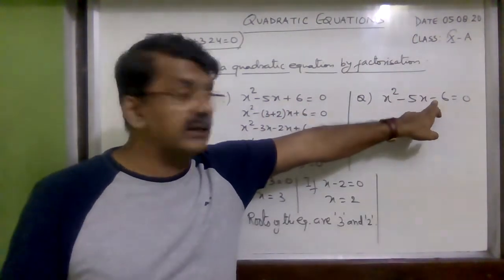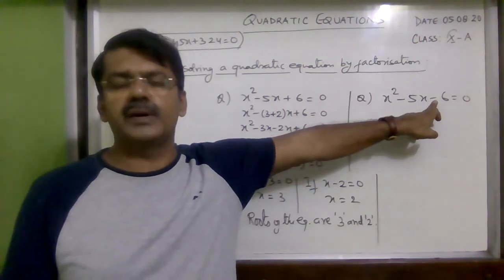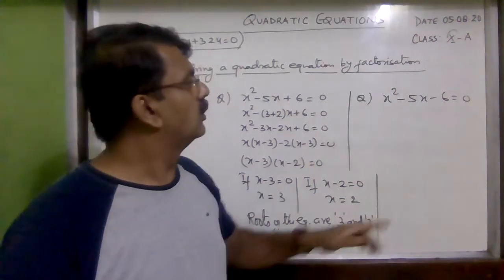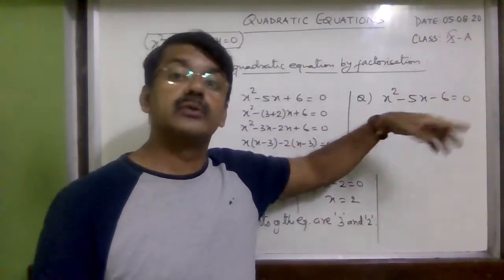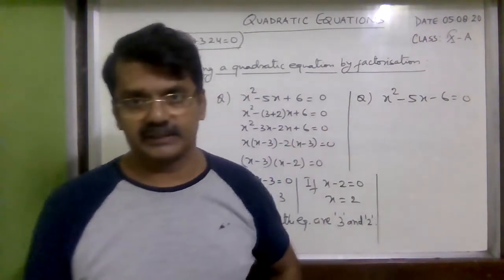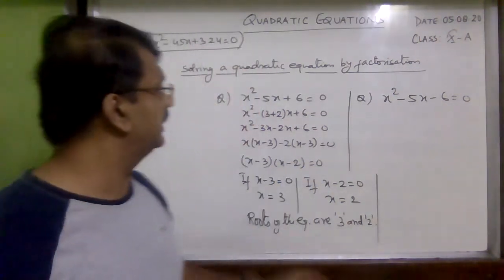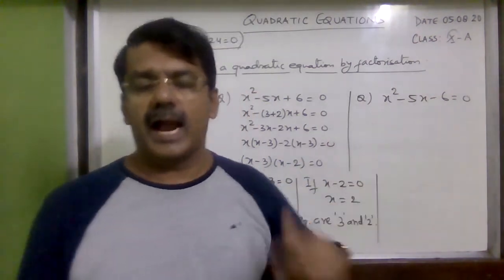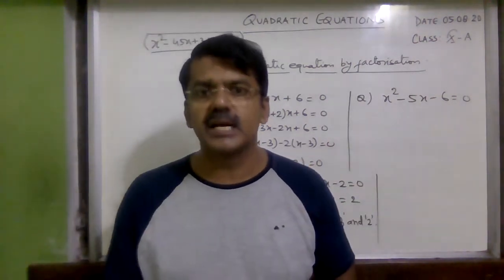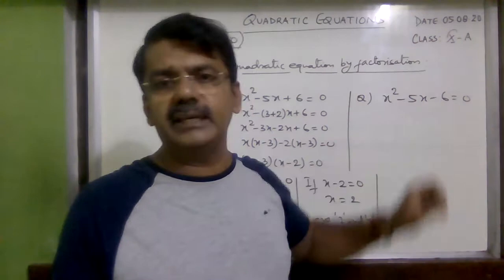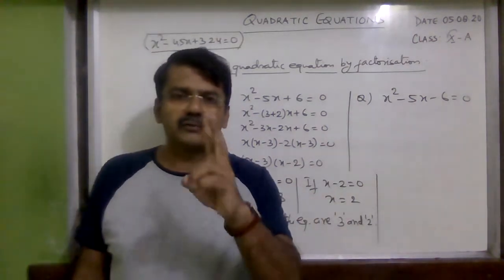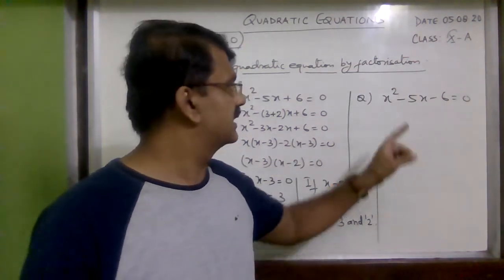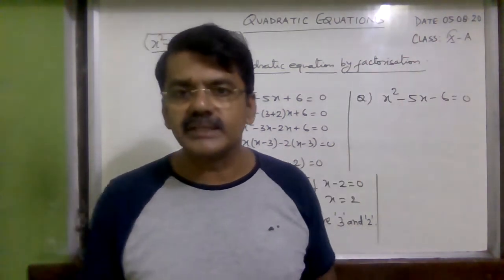Now as there is a negative sign in front of the constant term, you have to think of two numbers whose product is 6 but whose difference is 5, because there is a negative sign. So it's very important to observe whether it is a positive sign or a negative sign. Accordingly, we have to decide for the numbers. Now, as there is a negative sign, I repeat, you have to think of two numbers whose product is 6 and whose difference should be 5. So it is nothing but 6 and 1.